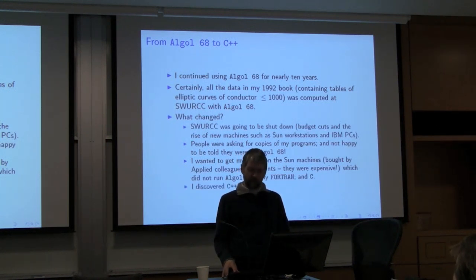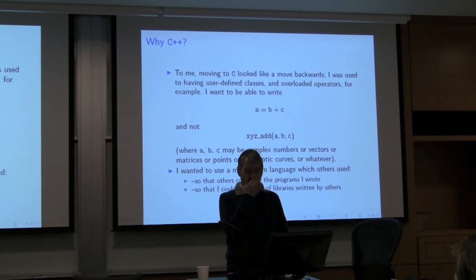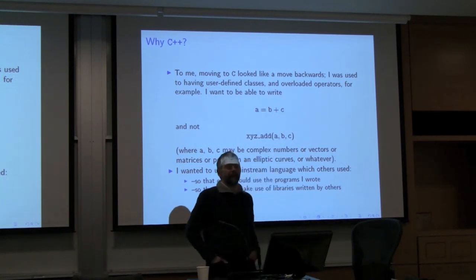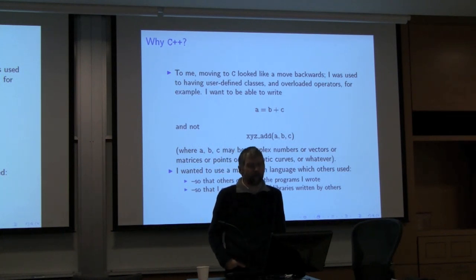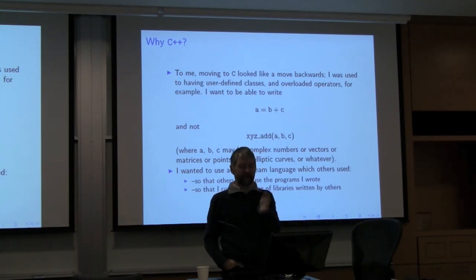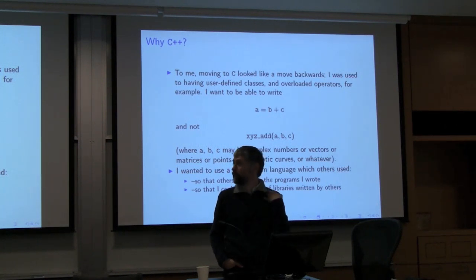Anyway, I discovered C++, which seemed to be able to do everything that I had been able to do without this. Yay. Of course I'd looked at C at that stage, but to me C seemed very crude and low level, and I wanted to be able to write A equals B plus C, where A and B and C were points on an elliptic curve, elements of a number field, or something like that. I didn't want to write add(A, B, C), because the programs were completely unreadable. I mean, that's just me. So C++ could do that. You could overload these binary operators. But I also wanted to use a mainstream language, so I didn't want to use anything really crazy.